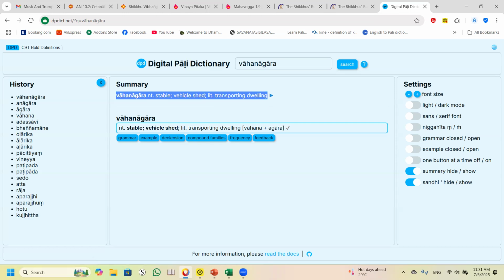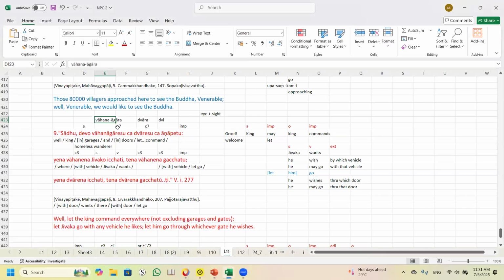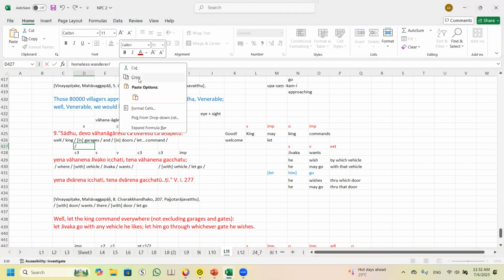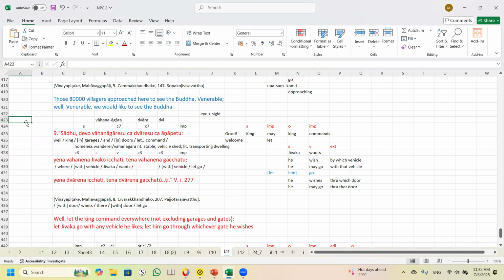Sometimes after I do it I forget, so I have to recheck again. All right, so we take note. This one can be a shed for the carriage. Okay for carriage. After we see first, then we will go to the next line.